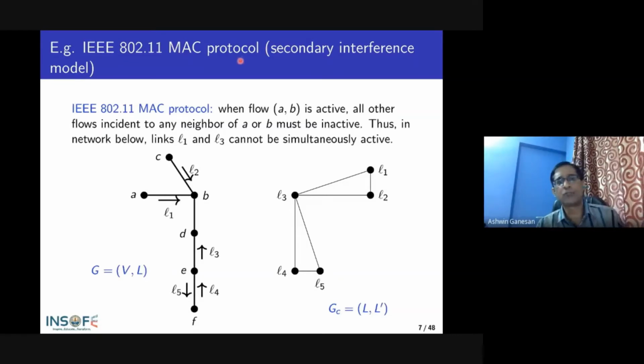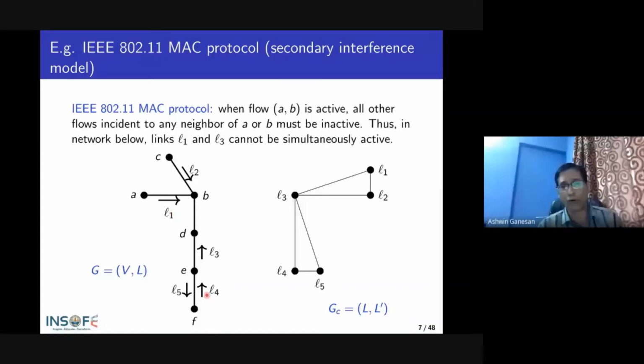In IEEE 802.11 MAC protocol-based networks, you have what's called the secondary interference model. Here, when node A transmits to node B, B sends an acknowledgement back to node A. That acknowledgement is also received by node B, and therefore B cannot receive from E at the same time that A is transmitting to B. So when the communication along this link L1 takes place, L3 cannot be active at that same time. So in the conflict graph, L1 and L3 are actually adjacent vertices.